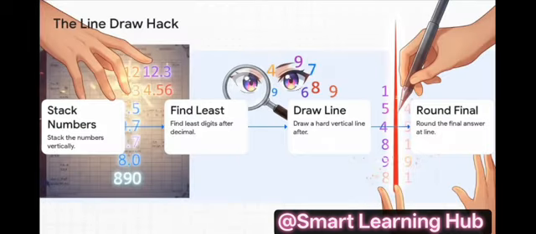To master this, we're going to use a highly visual hack. I call it the line draw technique. Step 1, stack your numbers vertically. Step 2, find the number with the least digits to the right of the decimal point. Step 3, draw a hard vertical line right after that shortest decimal. And Step 4, after you add everything up, just round your final answer right at that line.